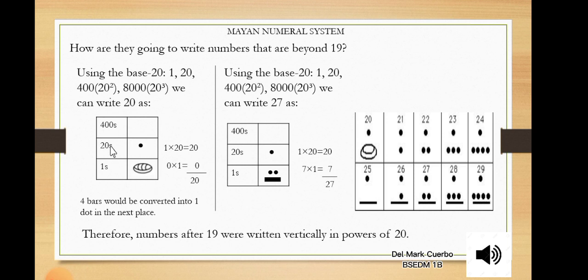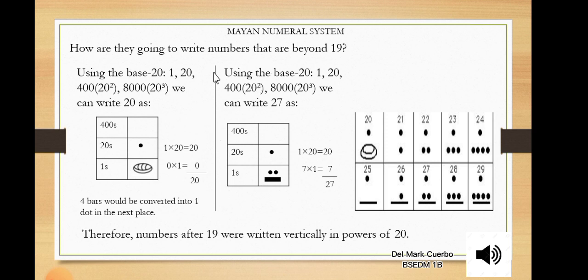So 1 dot should be here. And also, please take note that the only numbers that could be written in the ones place are 0 to 19. So 20 should be here in the 20's place. Since it's only 1 dot here, which represents 1 unit, 1 times 20 is equal to 20. And this is a 0, right? So 0 times 1 is equal to 0. If we add them, then we'll have 20.